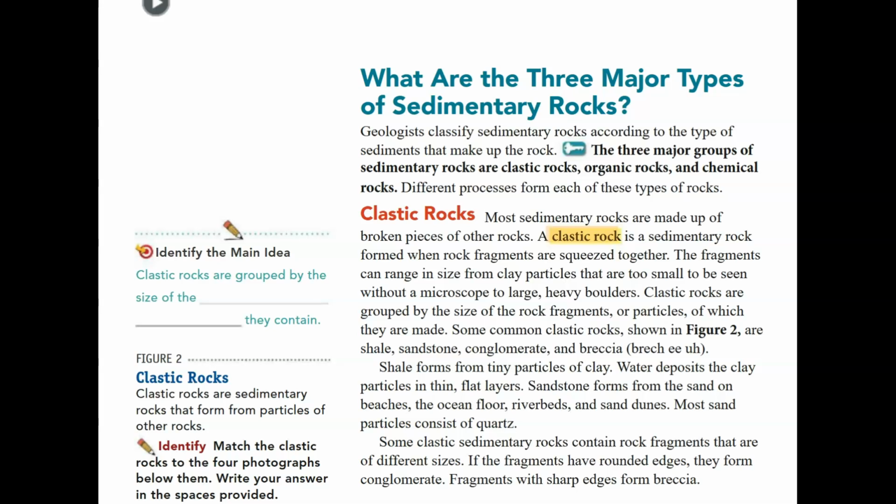Fun fact. Some clastic sedimentary rocks contain rock fragments that are of different sizes. If the fragments have rounded edges, they form conglomerate. Fragments with sharp edges form breccia.